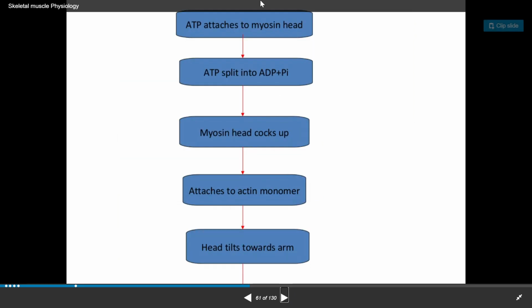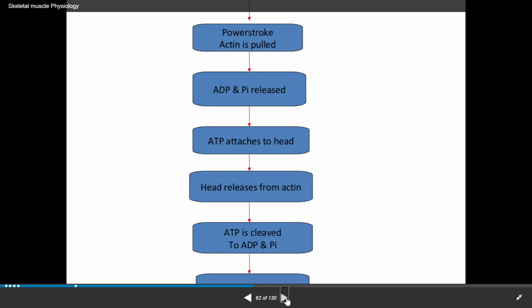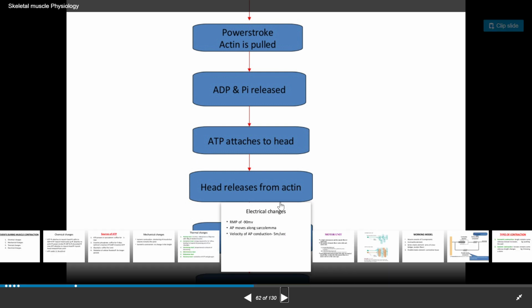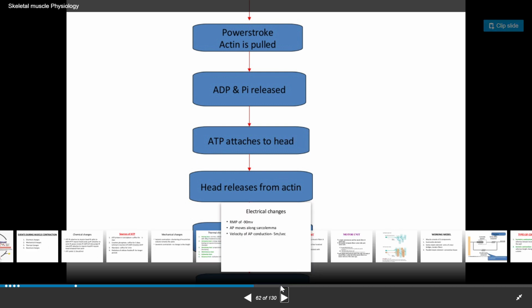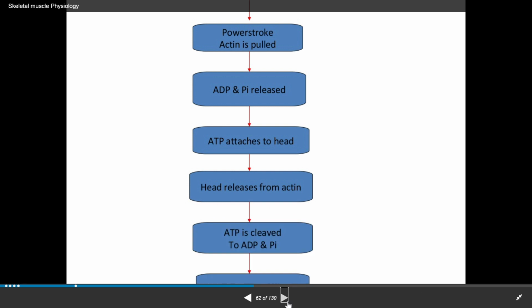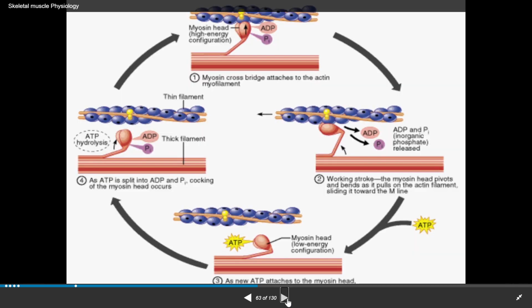So you can see ATP attached to the myosin head. ATP splits into ADP and Pi. The myosin head cocks up and attaches to the actin monomer, and the head tilts towards the arm. Power stroke: actin is pulled. ADP and Pi are released. ATP then attaches to the head, and the head is released from the actin. ATP is cleaved into ADP and Pi, and once again the cycle is going to turn on.